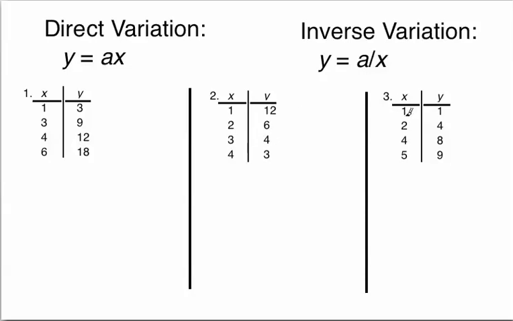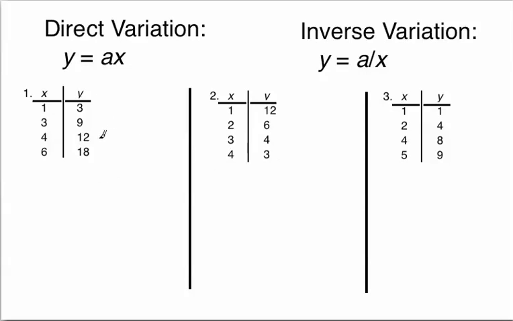And then in number 3 here, the numbers are going up for x, and the numbers are also going up for y. So either 1 or 3 have the possibility of being direct variation, and then number 2 could be inverse variation, or it might be neither. So you can't just determine whether it's direct or inverse depending on whether the values are going in the same direction or not. You have to also actually test them out. So that's what we're going to do.